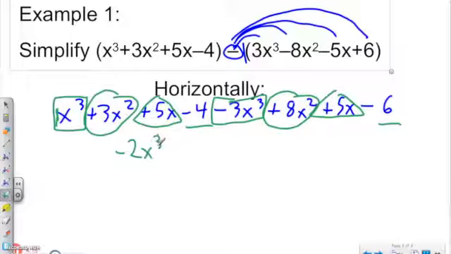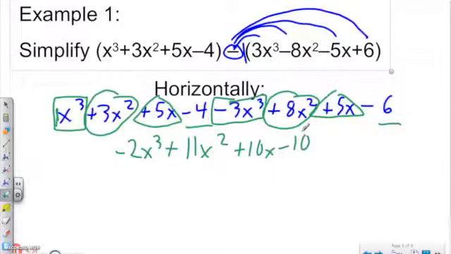-2x cubed. I have a 3x squared and I have an 8x squared. That's going to give me an 11x squared. I have a positive 5x and a positive 5x over here, so that's going to give me 10x. And I have a -4 and a -6, which is going to give me a -10.